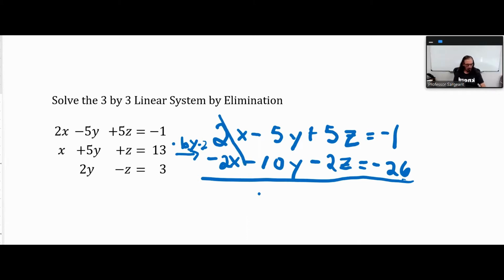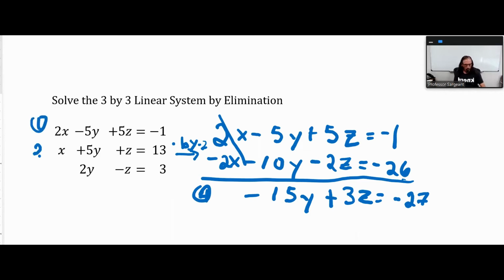It's going to get the x's to cancel, leaving us with -15y plus 3z equals -27. That's my fourth equation. I'm going to hopefully simplify things a bit by multiplying everything in equation 4 by 1/3, which would be the same as dividing each term on both sides by 3.